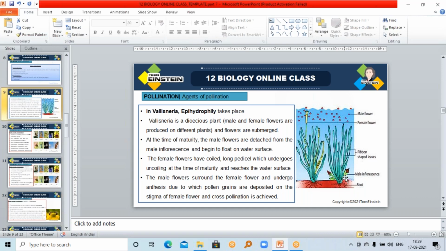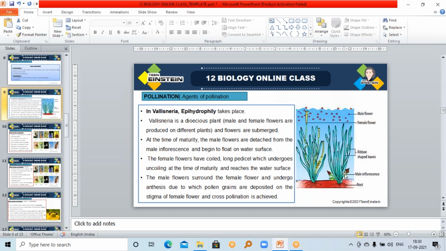Okay. So in the Vallisneria, flowers are submerged, and when the flowers are getting matured, the male flower, you can see the red colored flower, that male flower may get detached from the male inflorescence. This is the male inflorescence. So the flowers will get detached from the male inflorescence.